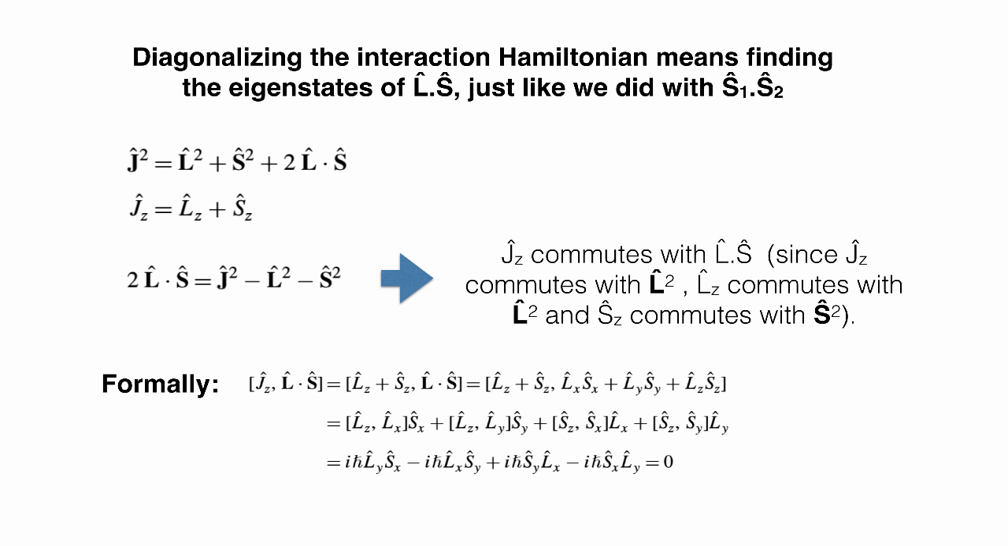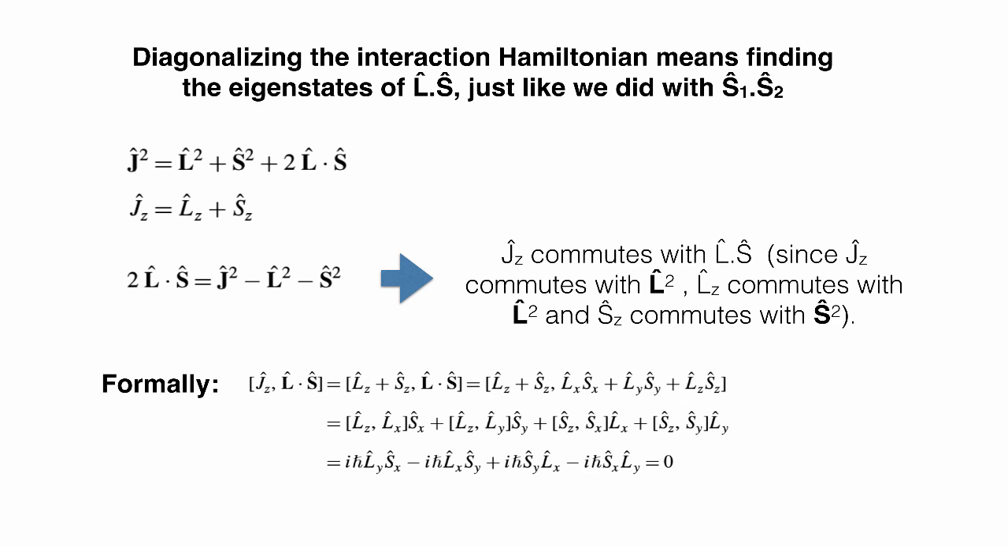So just to convince yourself that Jz indeed commutes with L dot S, and again, the only difficult part really here was to show that Jz was commuting with L square. We can write it this way. Jz is equal to Lz plus Sz.